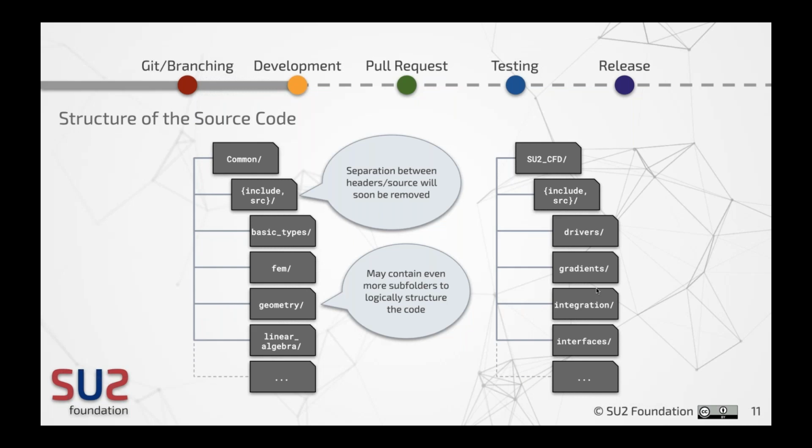So if we look at one of these source code directories, for example SU2_CFD or the common directory, you will see that there is an include and a source directory. Just a heads up, that will be removed very soon because we already opted for having the header files and the source code files in one and the same directory. So this is why it's here in brackets. In the future, you will only see a source directory.